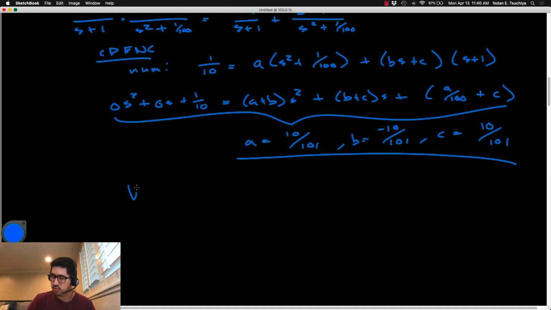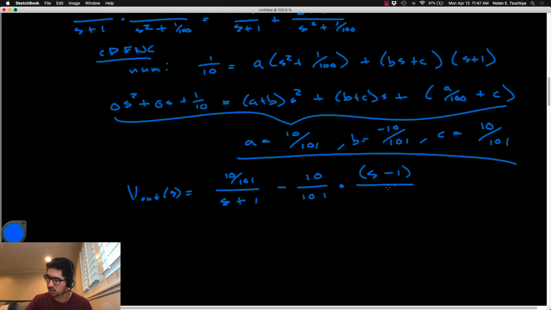What this allows us to do is to rewrite the original V out of s, our s-domain variable, in terms of those updated variables in the partial fraction expansion. So we get 10 over 101 over s plus 1. Now we have a minus. We'll factor out the b term from the bs plus c in the numerator, and we're left with s minus 1 over s squared plus 100. And then this first term should be taken care of. We know how to take the inverse Laplace of this.